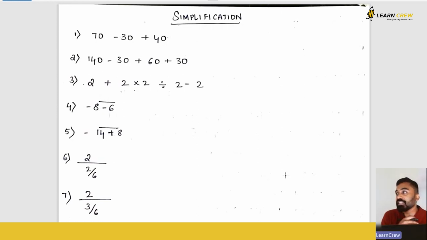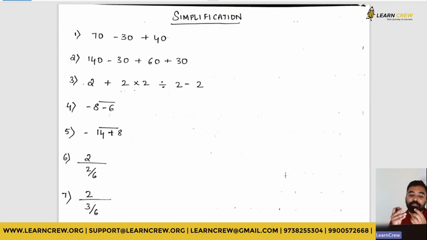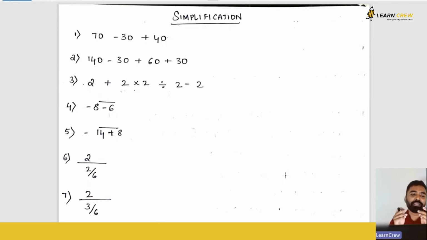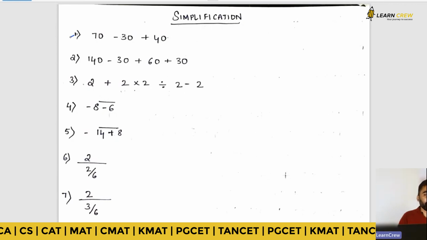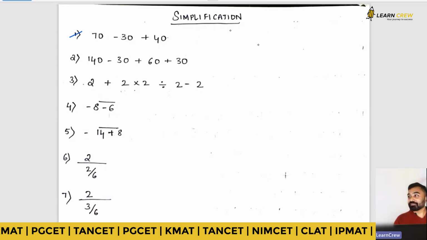Now, first go step by step in this. The first question: 70 plus 30 plus 70 minus 30 plus 40. 80. Okay. How many are telling 80? How many are telling 0? First one. What's the answer? 0.